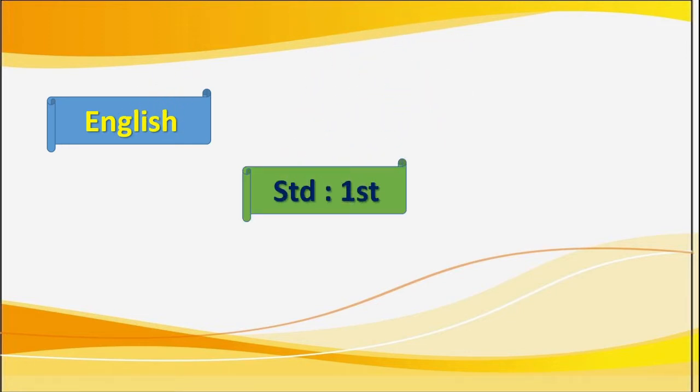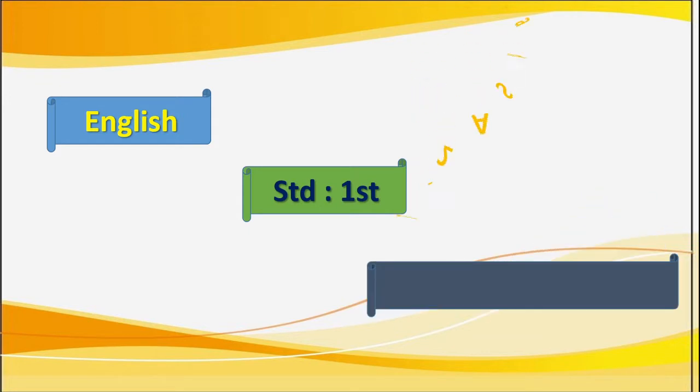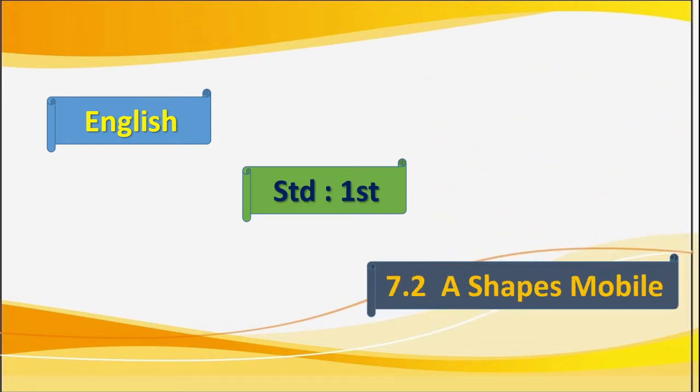Let us learn English of standard first, and the name of the lesson is Shapes Mobile. Dear children, you know the meaning of shapes. Different shapes you know, right? That is shapes. And what is the meaning of mobile? Mobile means able to move or move freely.